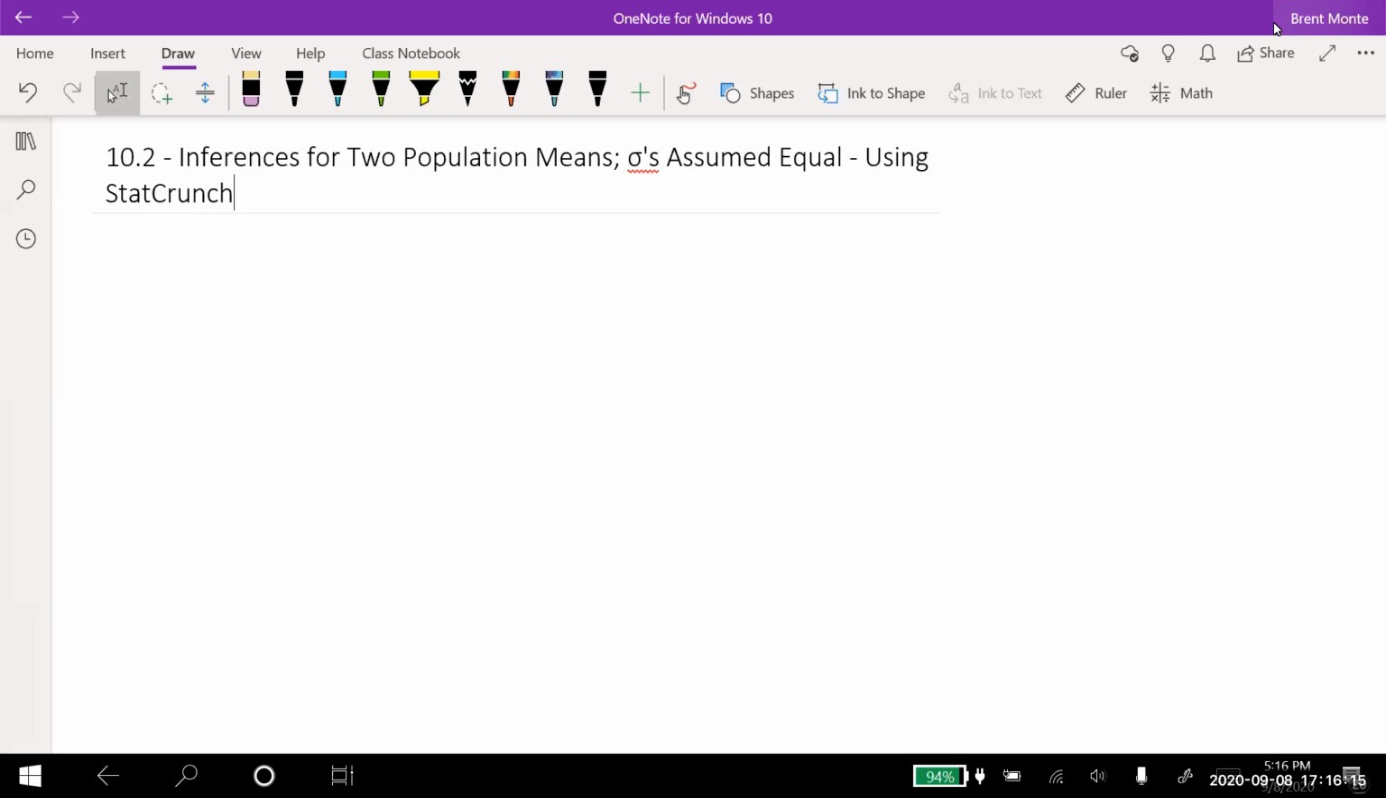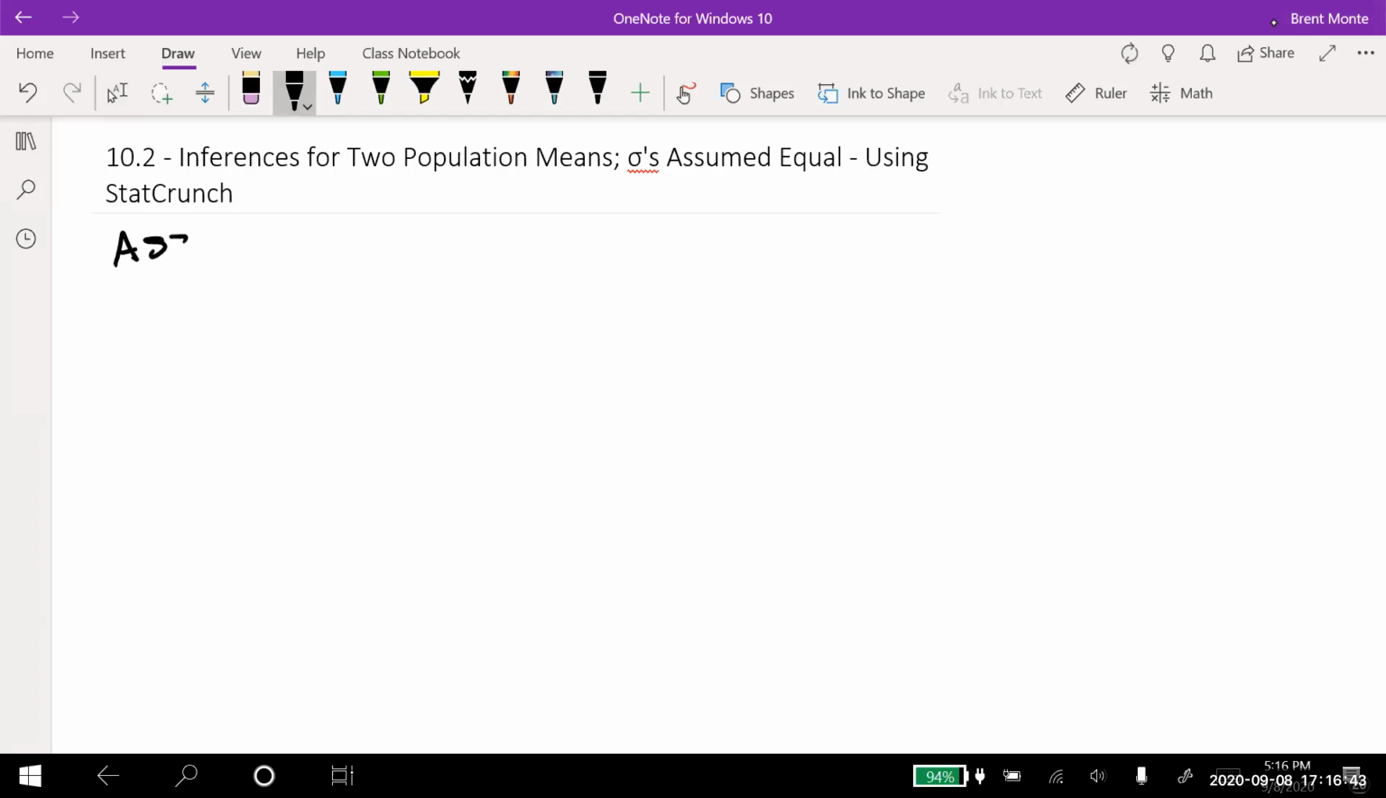So again, the sigmas are assumed equal. In other words, the population standard deviation of each of the two populations we're assuming to be equal in this case. In the next section, 10.3, we'll assume the sigmas are not equal, and we'll see how we have to address things in that case. Okay. So let's jump into the assumptions first off for doing either a confidence interval or a hypothesis test.